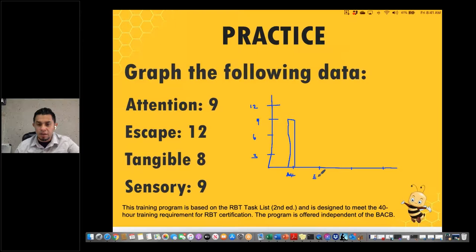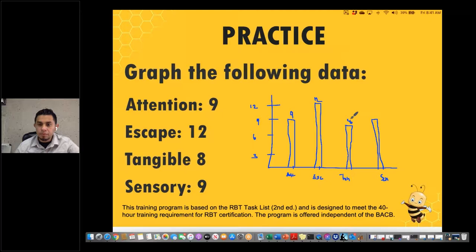It's going to go all the way up to 12. Okay. And then for tangible, it's going to be 8. So it's going to be somewhere around here. Okay. And then sensory, and it's going to go up to around here, a little bit more than that. Okay, and I also like to put sometimes a number there at the top. When you use Excel, it allows you to do that, so you can kind of see the differences. Okay, and here it's 9.